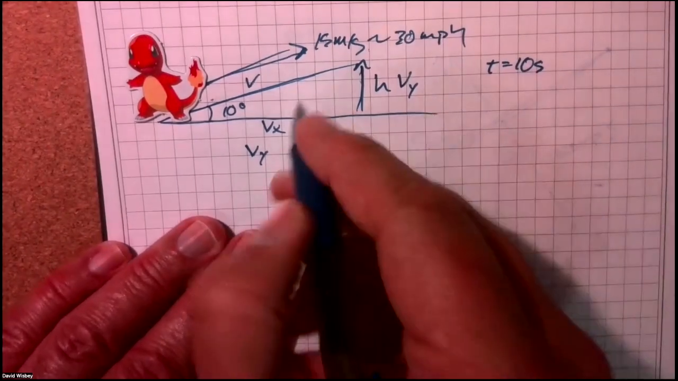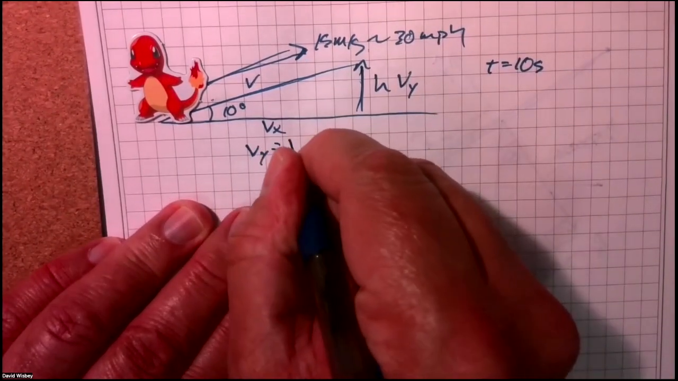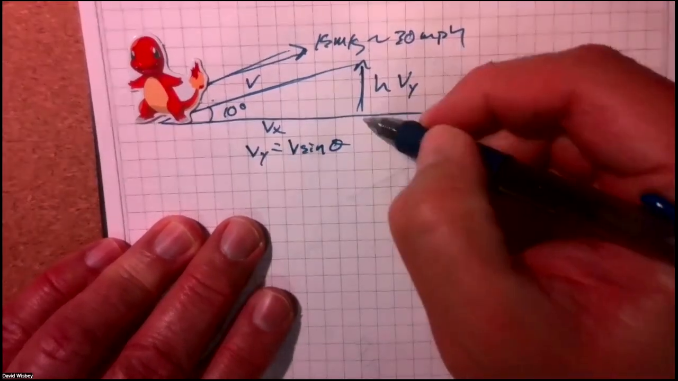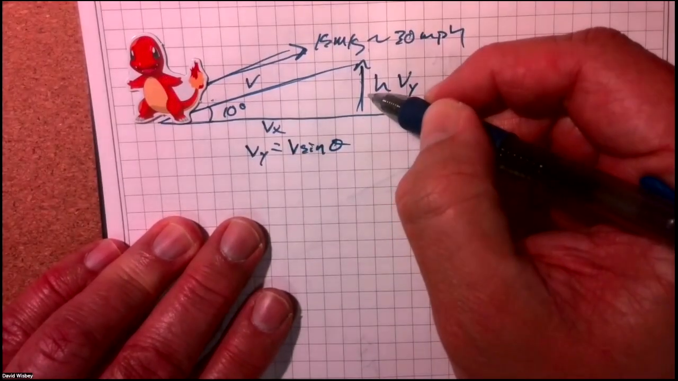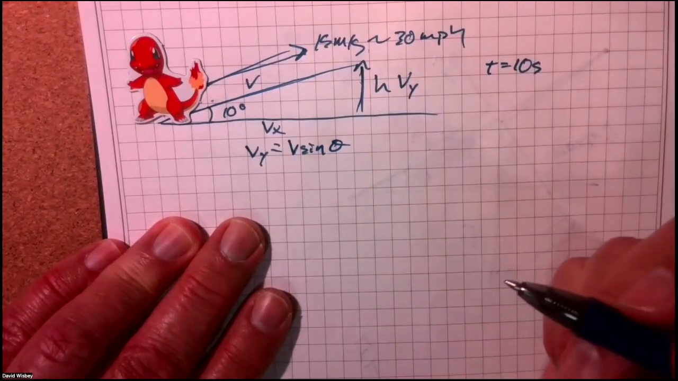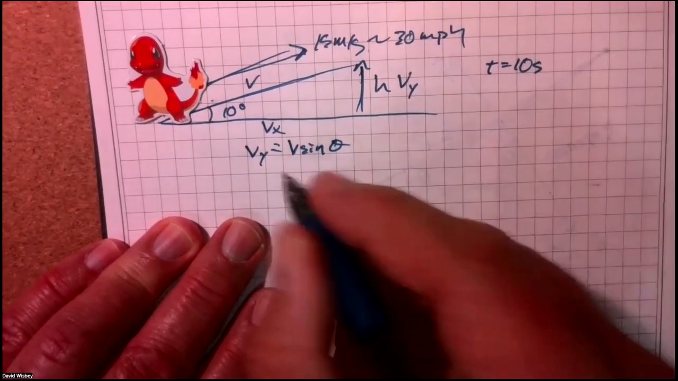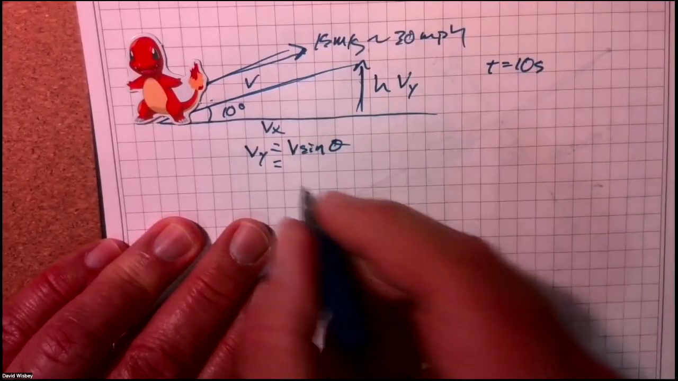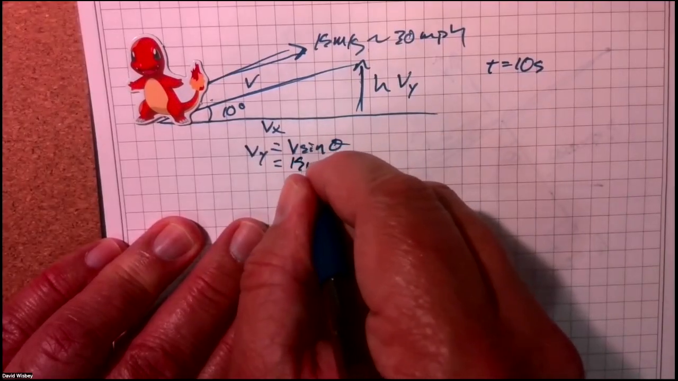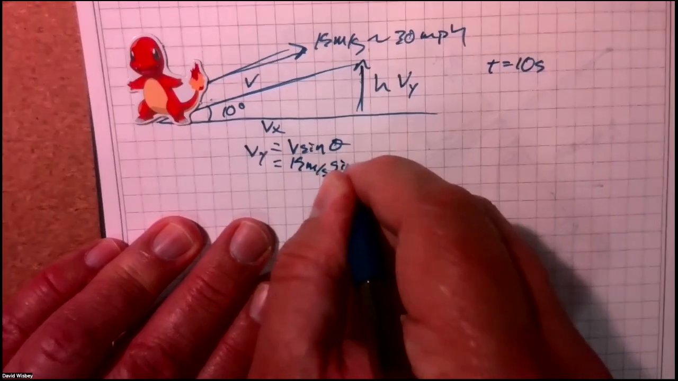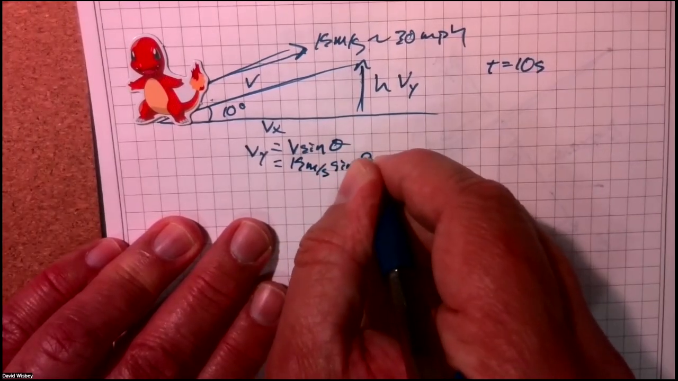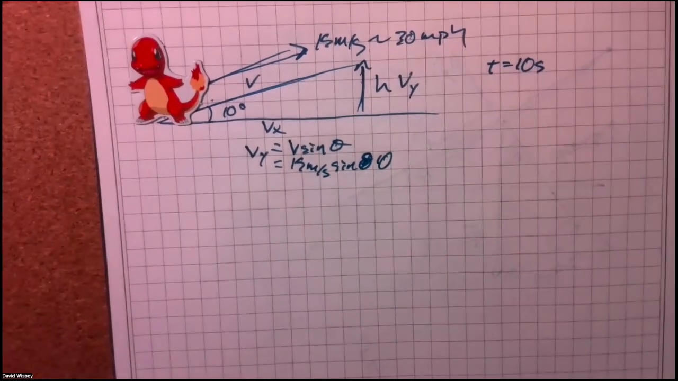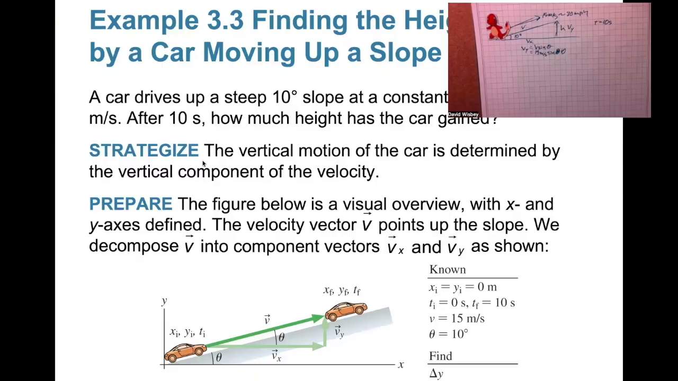We're going to find his y velocity, and so that's going to equal v times sine of theta. And that's going to tell me what is the height that he's gaining as a function of time. So I'll put my numbers in here. This is sine of 10. So I'm going to put in 15 meters per second times sine of 10. Okay, so let's go put that in MATLAB.